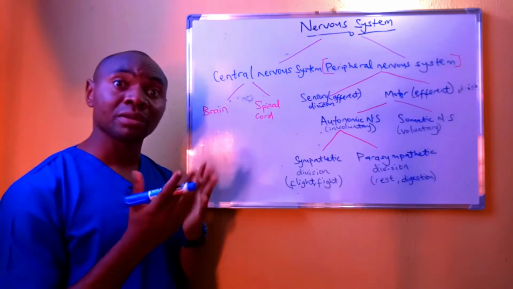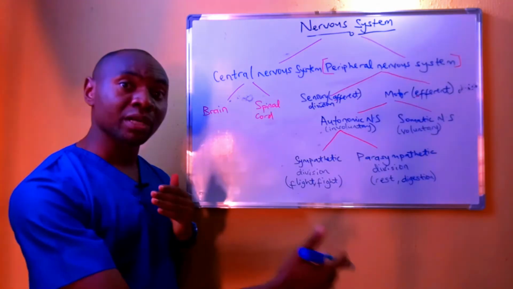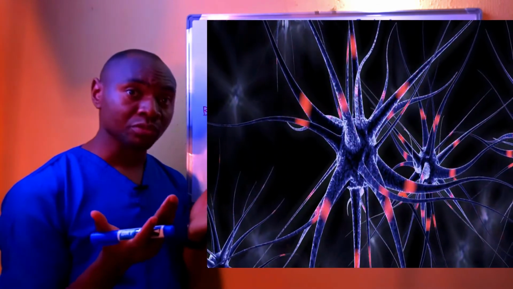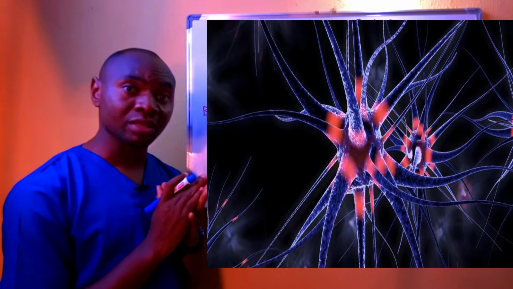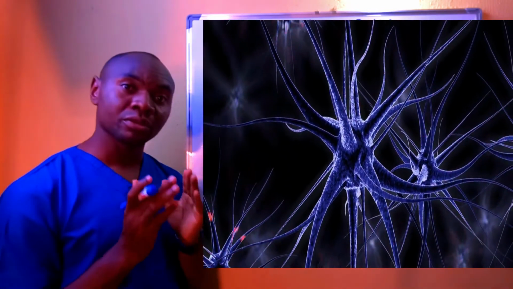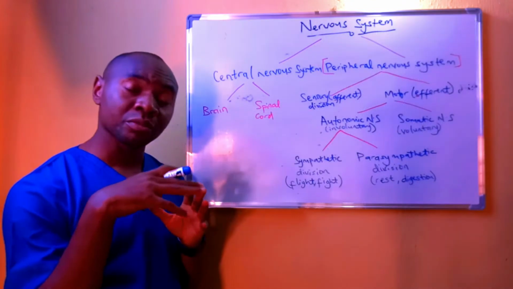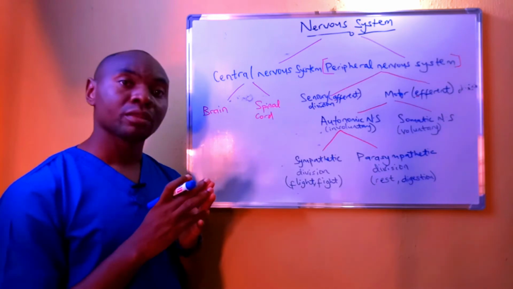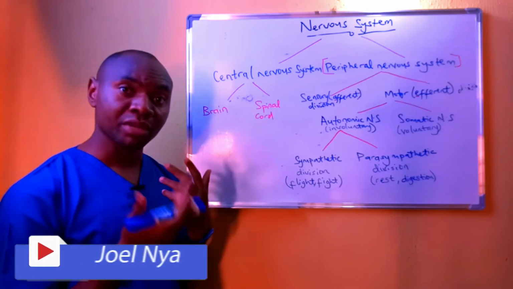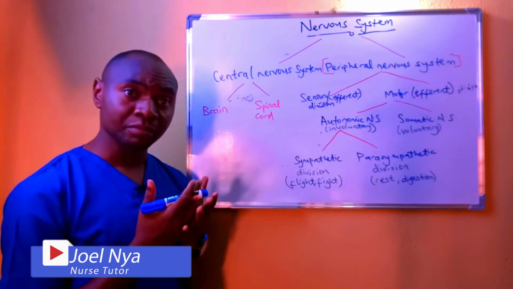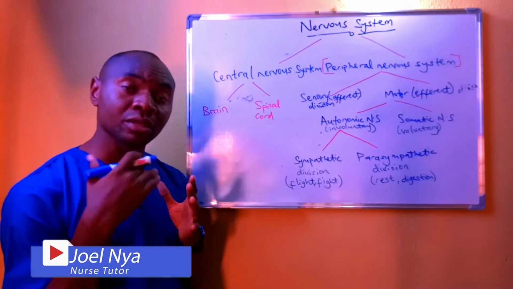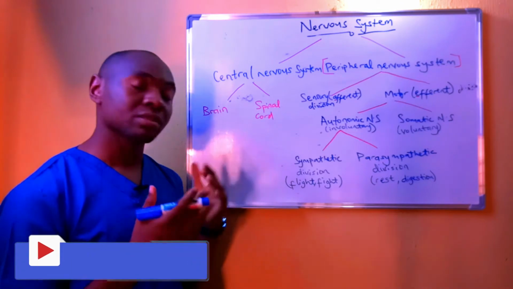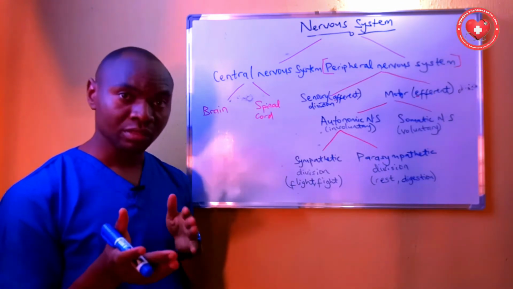Also, the brain and the spinal cord, after processing information, send the information back to the effector organs, to skeletal muscles or to smooth muscles, through the peripheral nerves. So the brain and the spinal cord act as the information processing unit of the nervous system. The brain and the spinal cord are surrounded by meninges. That's what protects them. And they dwell in the cerebrospinal fluid. In subsequent videos, we'll be talking about the meninges and the cerebrospinal fluid.